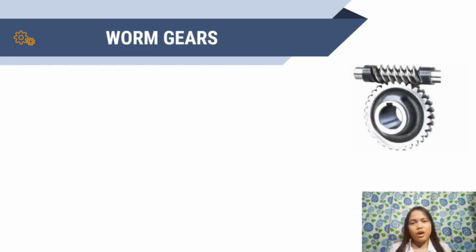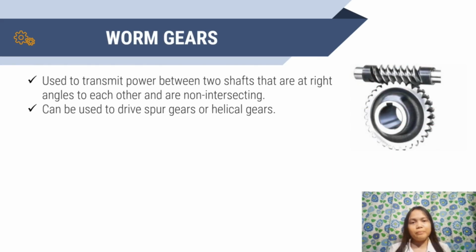Worm gears. Worm gears are used to transmit power between two shafts that are at right angles to each other and are non-intersecting. Worm gears are special gears that resemble screws and can be used to drive spur gears or helical gears. Worm gearing is essentially a special form of helical gearing in which the teeth have line contact and the axes of driving and driven shafts are usually at right angles and do not intersect.